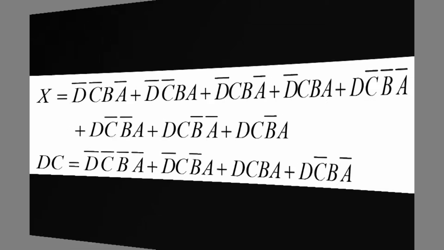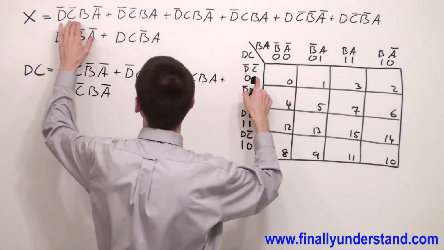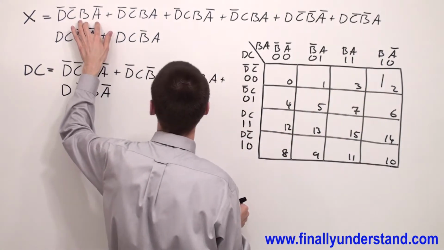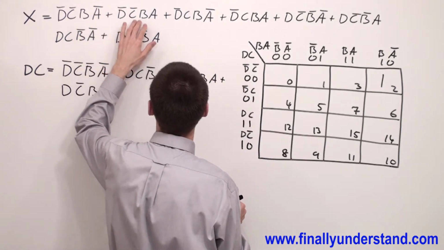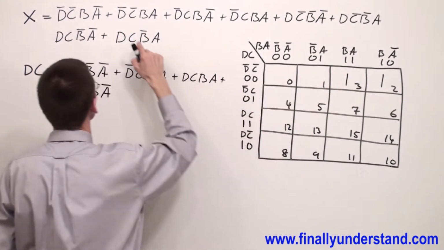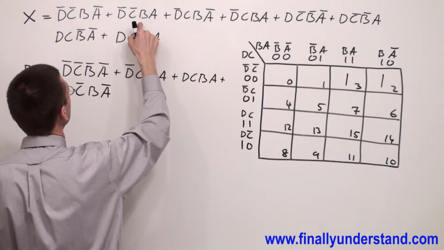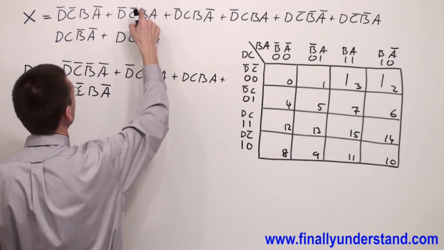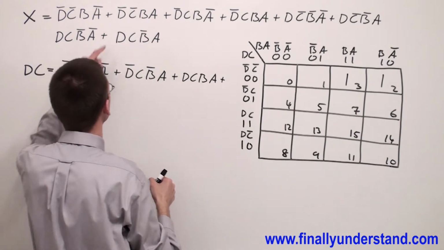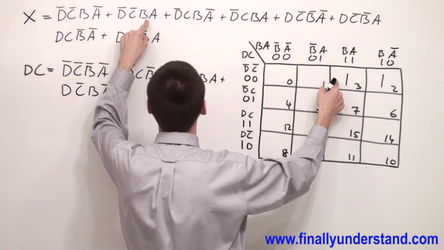Let's take a look at this example. We have D naught, C naught, B, A naught. This is cell number 2. This is cell number 3. Why is it number 3? Remember that D naught, C naught represent zeros, and B, A, because they have no negation bars, represent 1. So this is 0, 0, 1, 1. This is binary 3. That's why I wrote 1 in cell number 3.